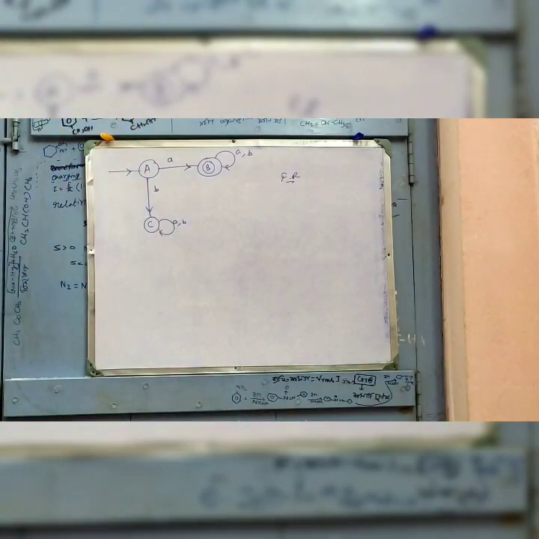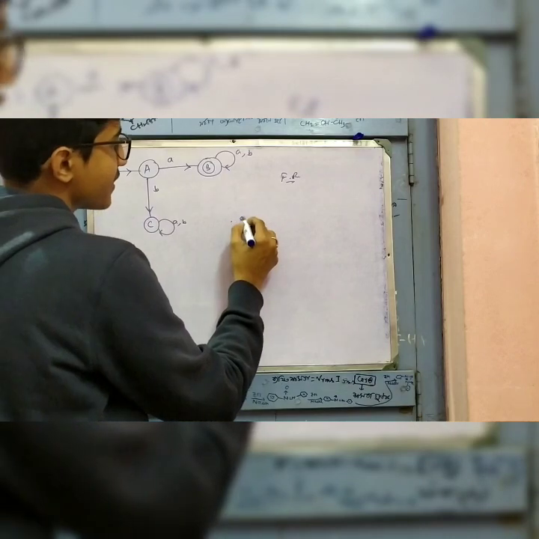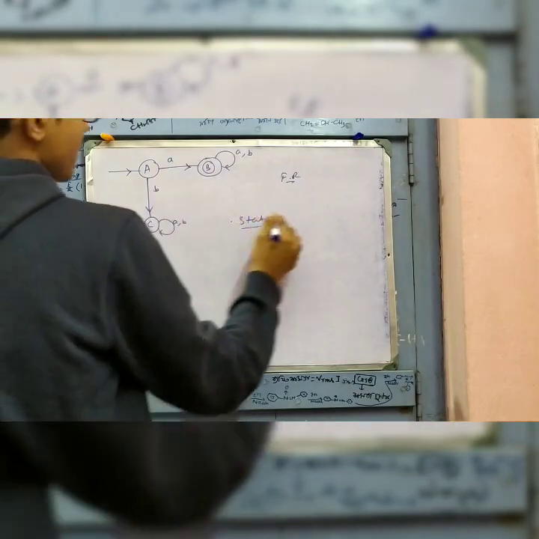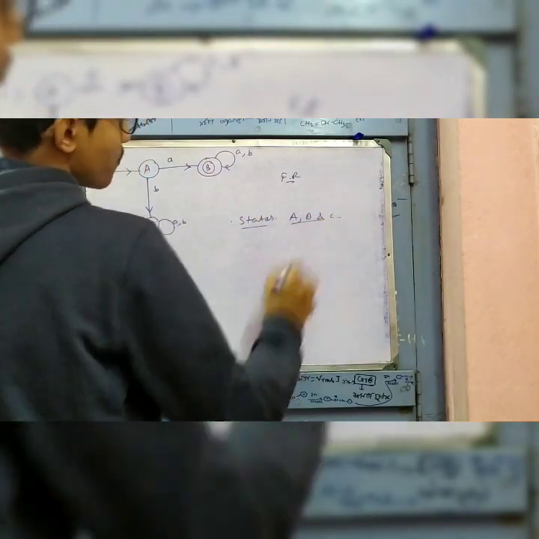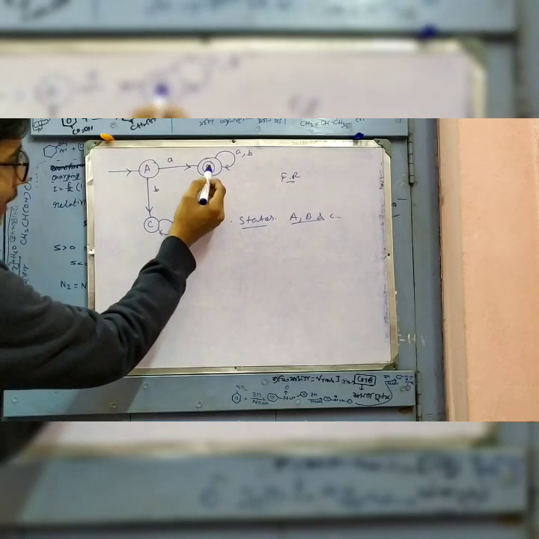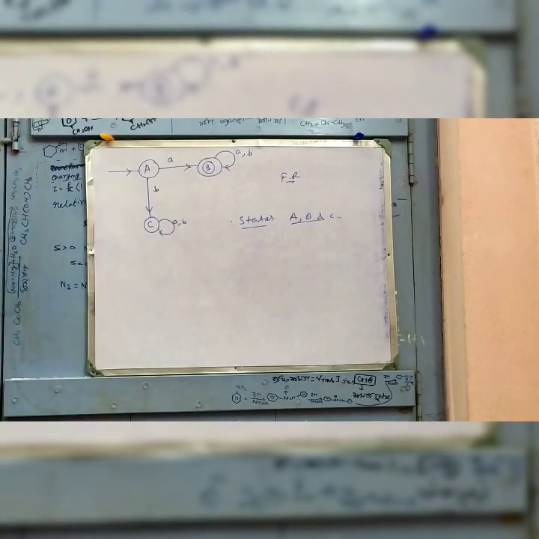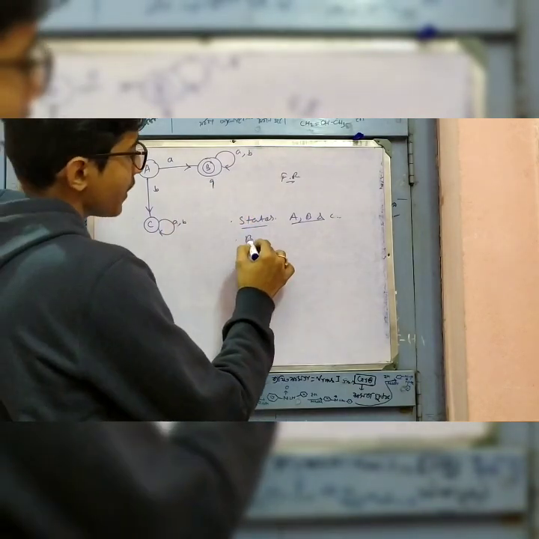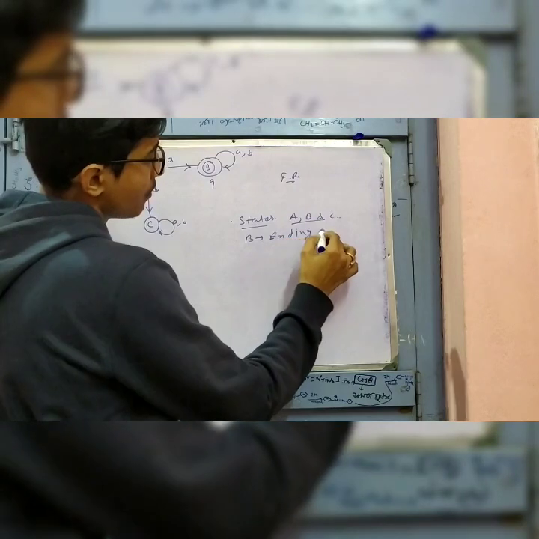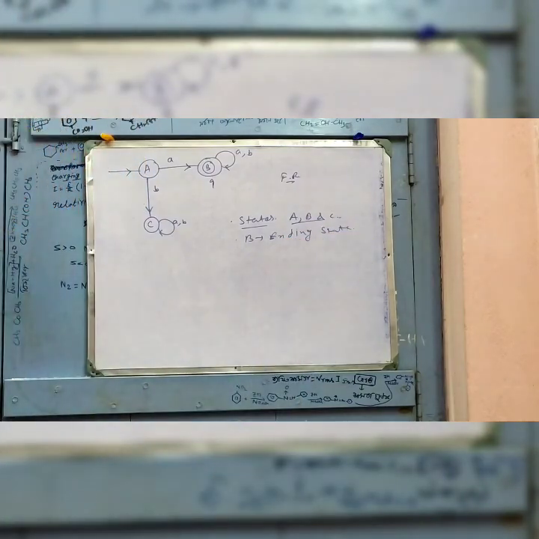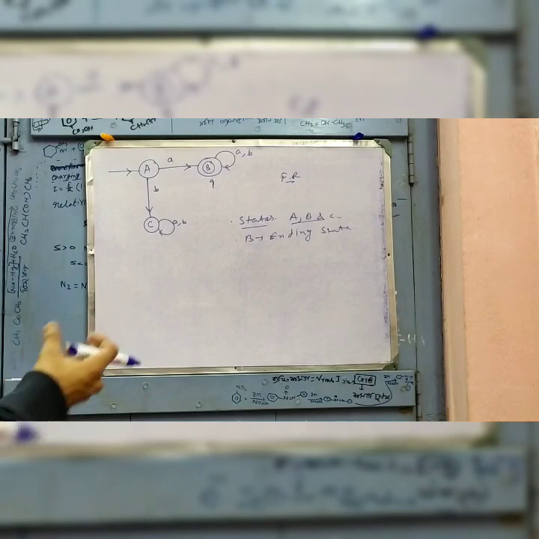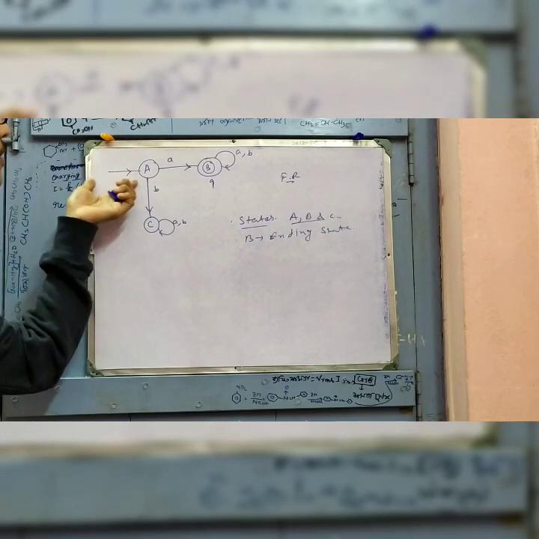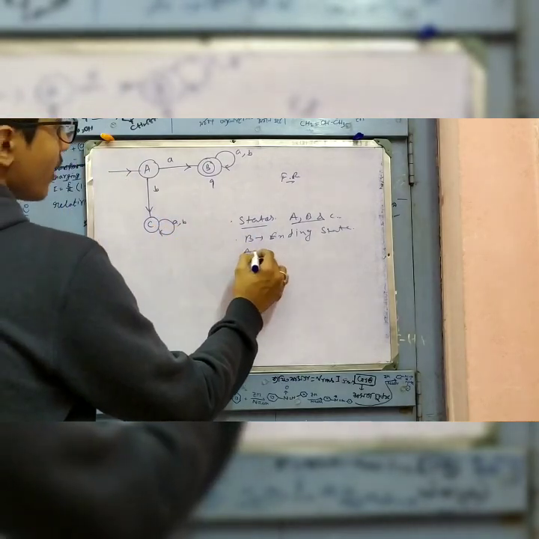What are these circles? These are nothing but states. There are 3 states, A, B and C. You can see that B is a circle with 2 circles. This is our ending state. B is our ending state. Now the question is, what is the starting state? You can see that from somewhere something is coming in. So A is our starting state.